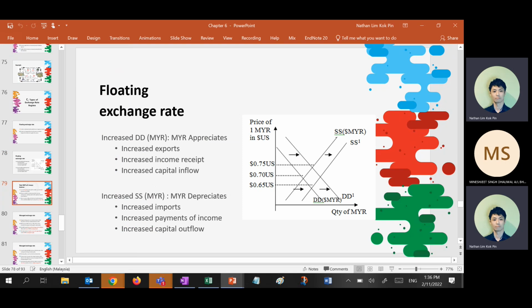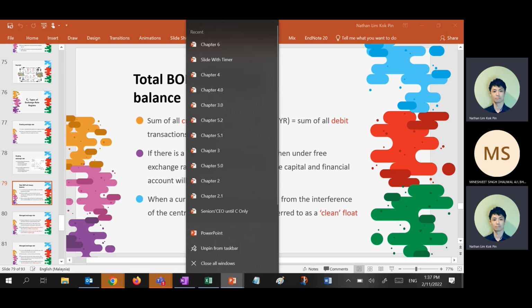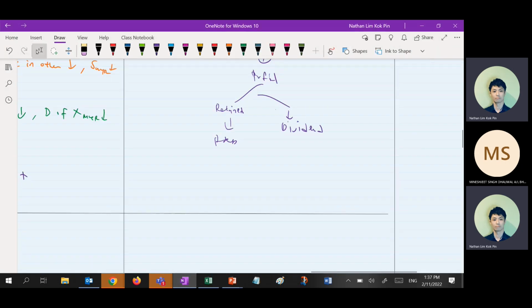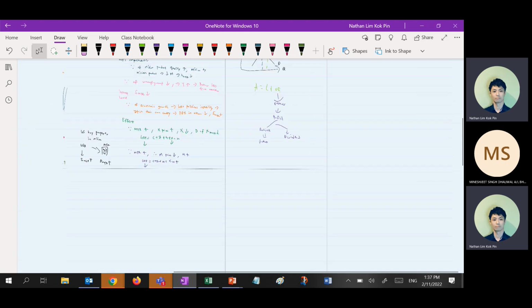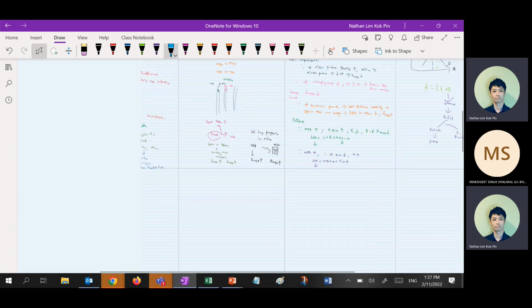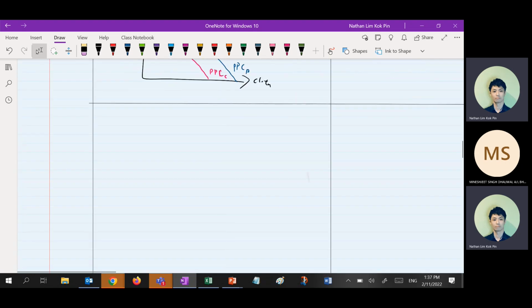Continue first. One good thing about the floating exchange rate is the balance of payment will always be balanced because the government don't need to monitor. They also use less resources. What I mean by balance will always be balanced. For example, remember I told you about the 3 accounts under the balance of payment. Oh, use up already. There are 3 accounts, right?